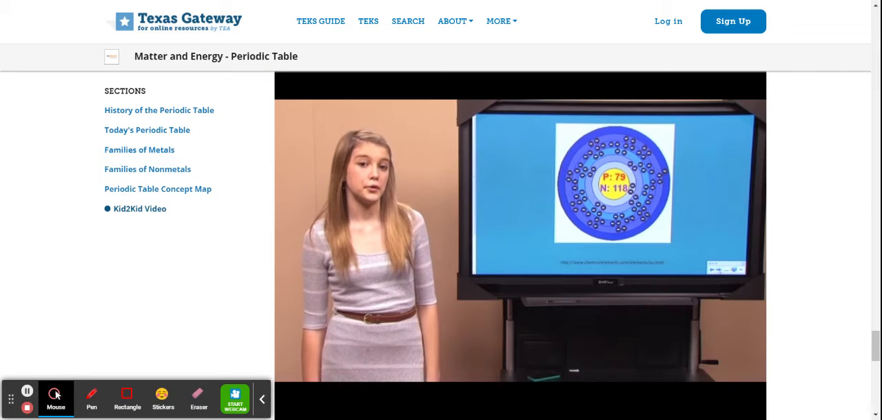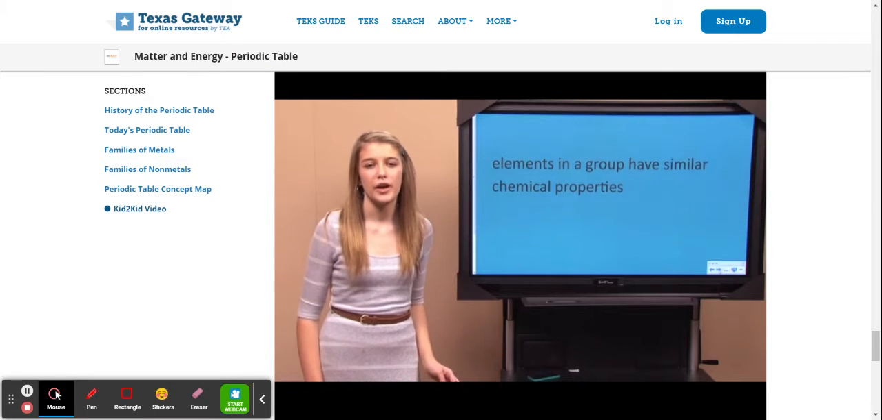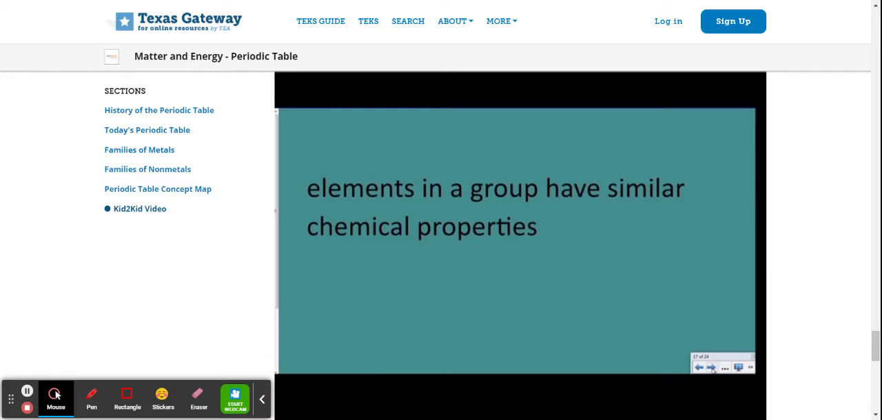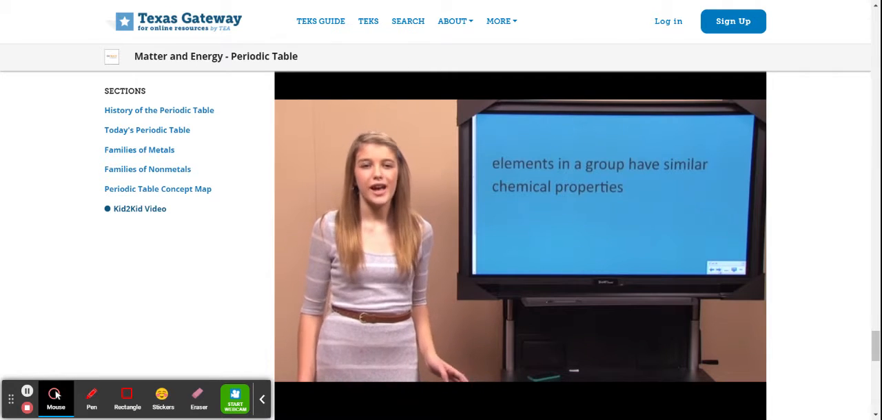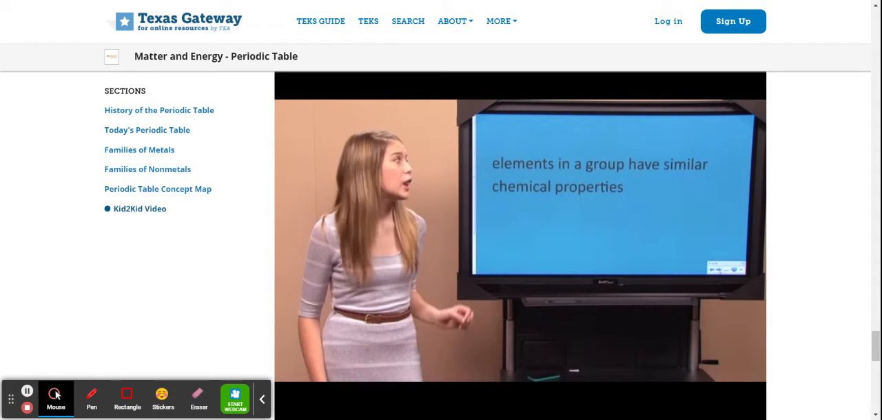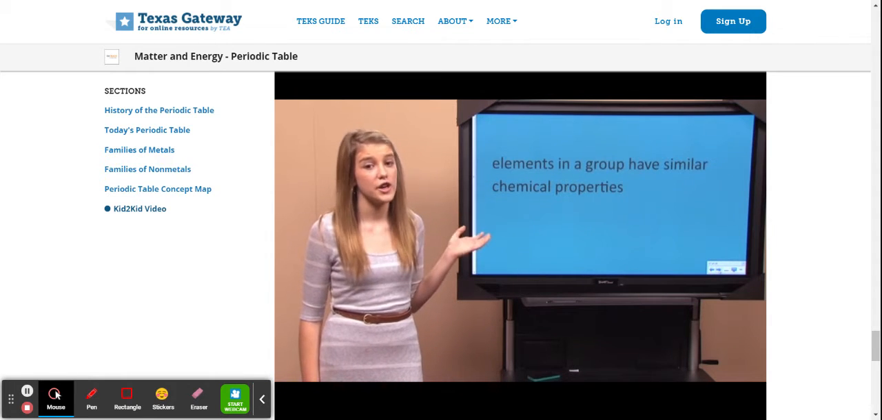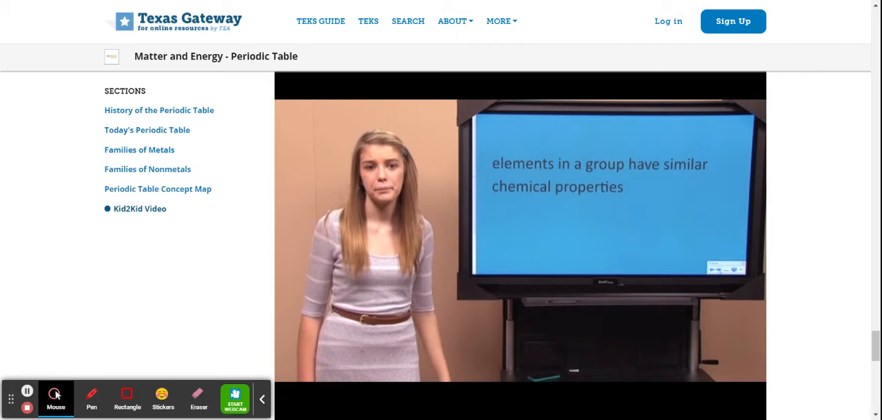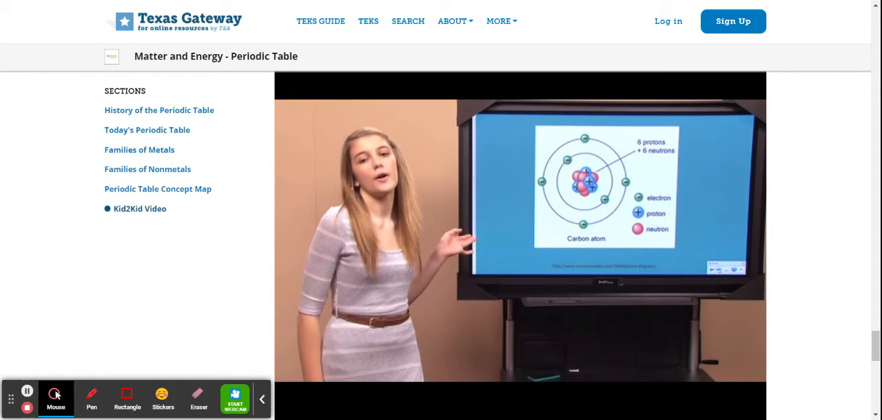Now I want to talk about groups. Elements in the same group have similar chemical properties. That's important enough to write down. So all the elements in group 3 act pretty much the same. Elements in group 17 have very similar properties. And let's see why. Look at carbon again.